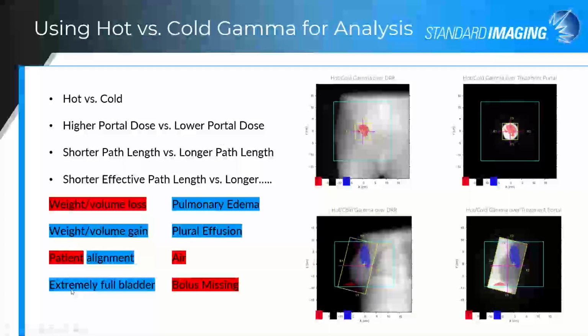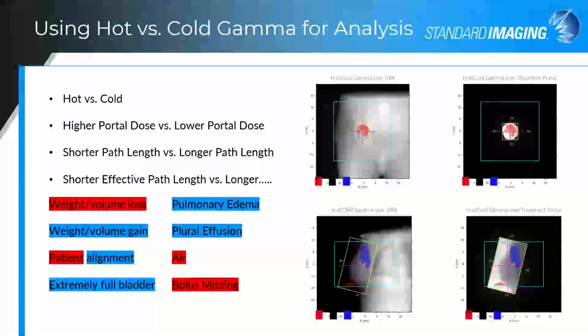And then for pelvis cases, and some of this will depend on body habitus, but if you have a patient that is supposed to have a full bladder, or in some cases empty bladder, and they have an extremely full bladder, if it causes the path length of that beam to change, that result is going to be cold. So that's how you would use this hot and cold gamma to frame your investigation or your analysis of these results.